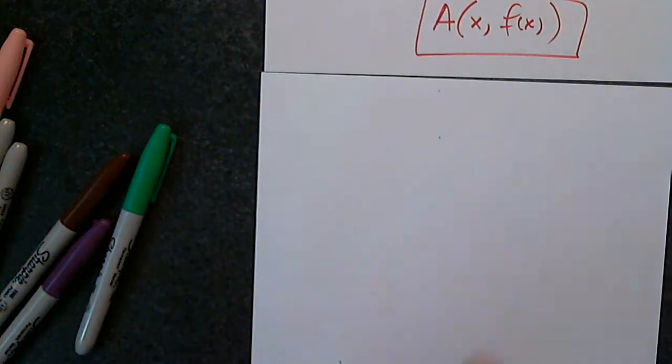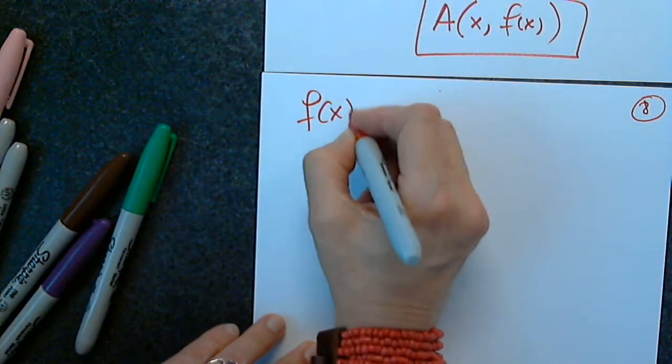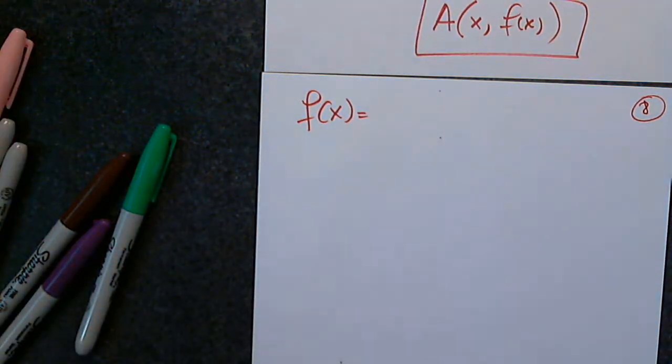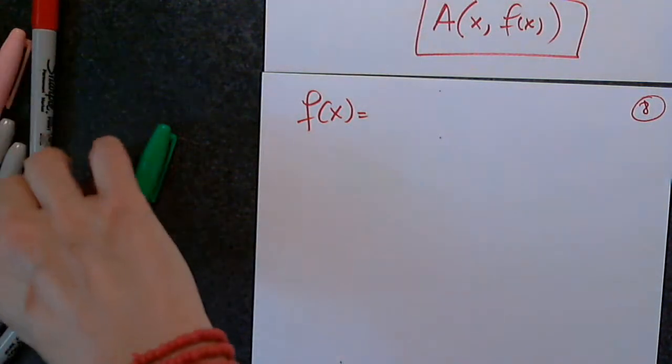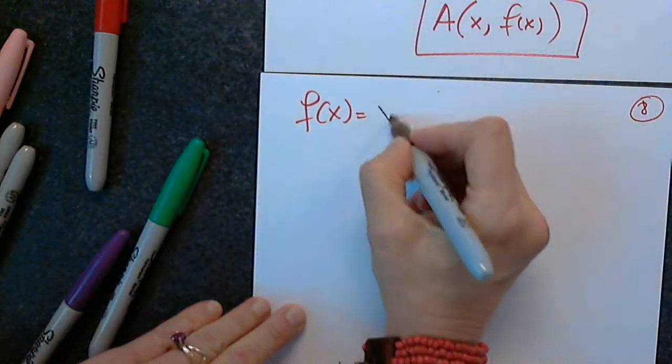Okay. So let's say we have a function. Can you give me any function you want? Any type, anything, please. It can be radical, it can be absolute value, it can be rational, it can be anything you can think of. Just give me a function. Very good.